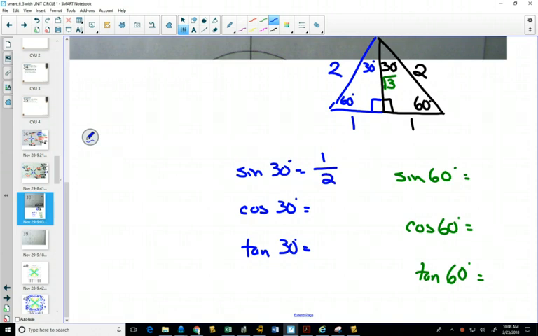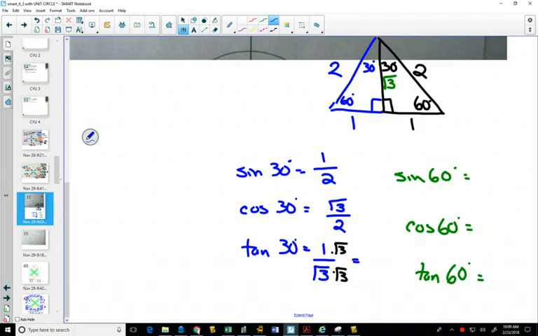What's cos of 30 degrees? Adjacent over hypotenuse. Square root of 3 over 2. And what's tan of 30 degrees? Opposite over adjacent, 1 over root 3. Again, when we write it on our unit circle, we're going to rationalize our denominator. So just a reminder of how to do that.